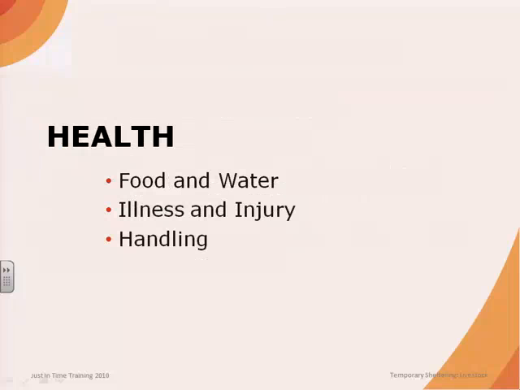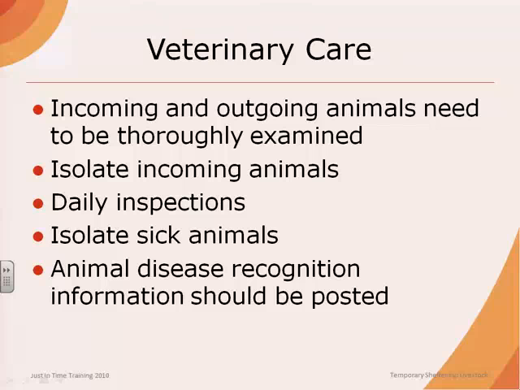Next, let's look at some of the health factors associated when temporarily sheltering livestock. These include food and water, illness and injury, and proper handling. Food and water will be essential for sheltered animals. The requirements will vary with species and will be discussed in greater detail later with species-specific information. Animals should be examined for disease or injury when coming into the shelter and when exiting the shelter. If there are multiple influxes of animals, such as on different days, incoming animals should be kept separate from the animals already present to avoid mixing and potential disease transfer.